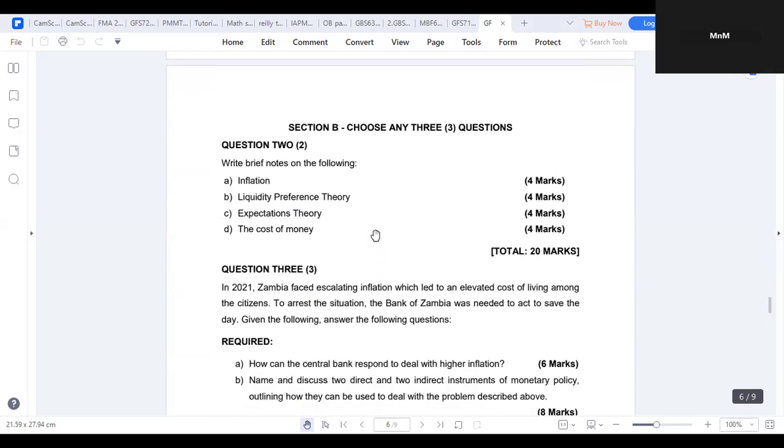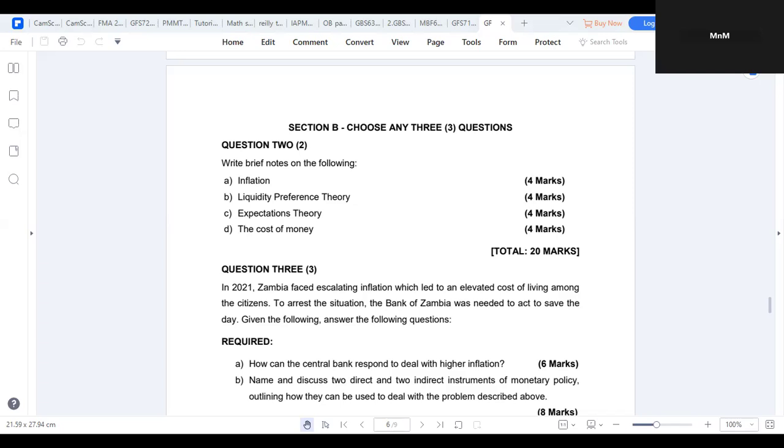So question number 2: briefly, with brief notes, explain the following: what inflation is, what liquidity preference theory is, expectation theory, and cost of money. So this is 4 marks. So we can explain each of these ones here.